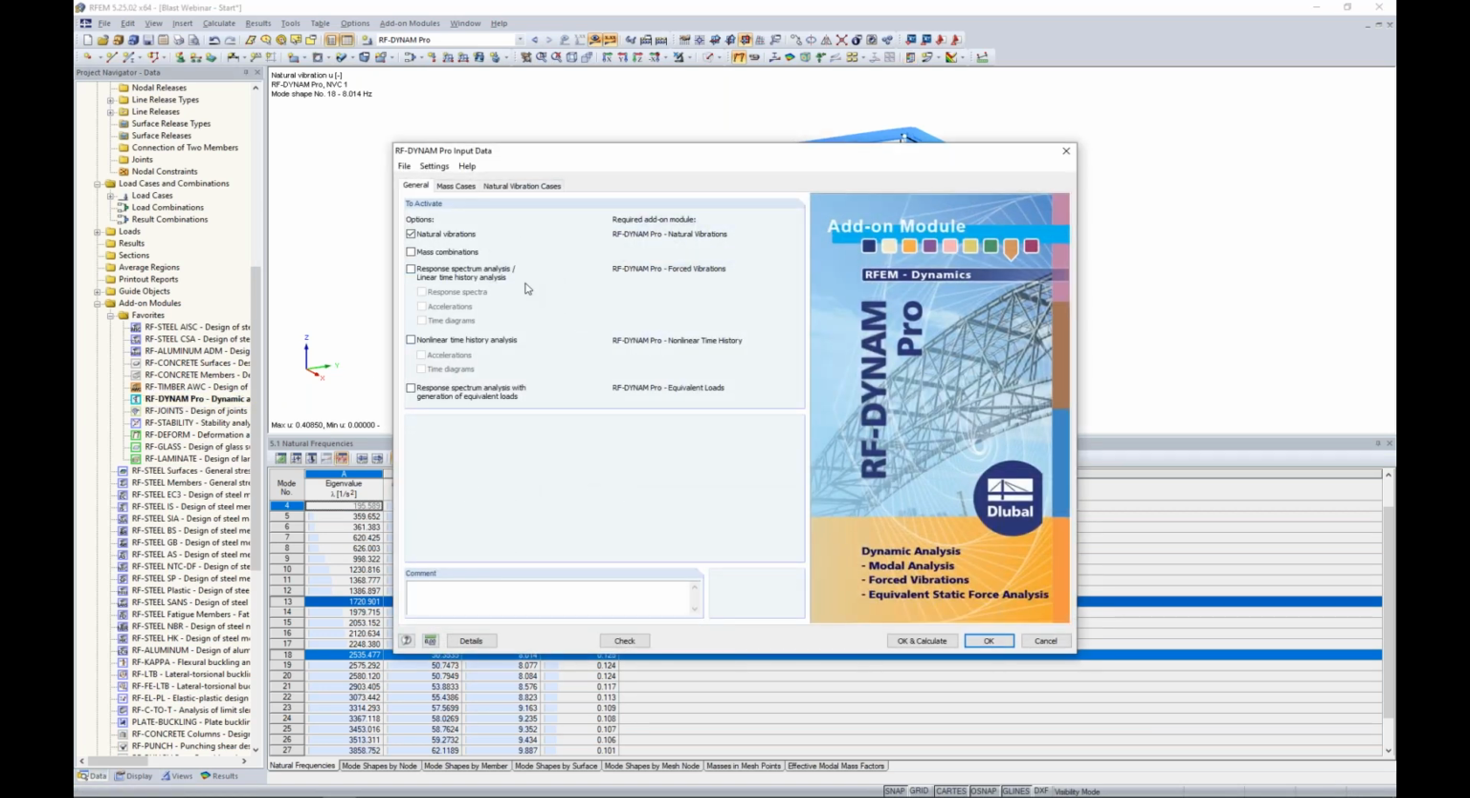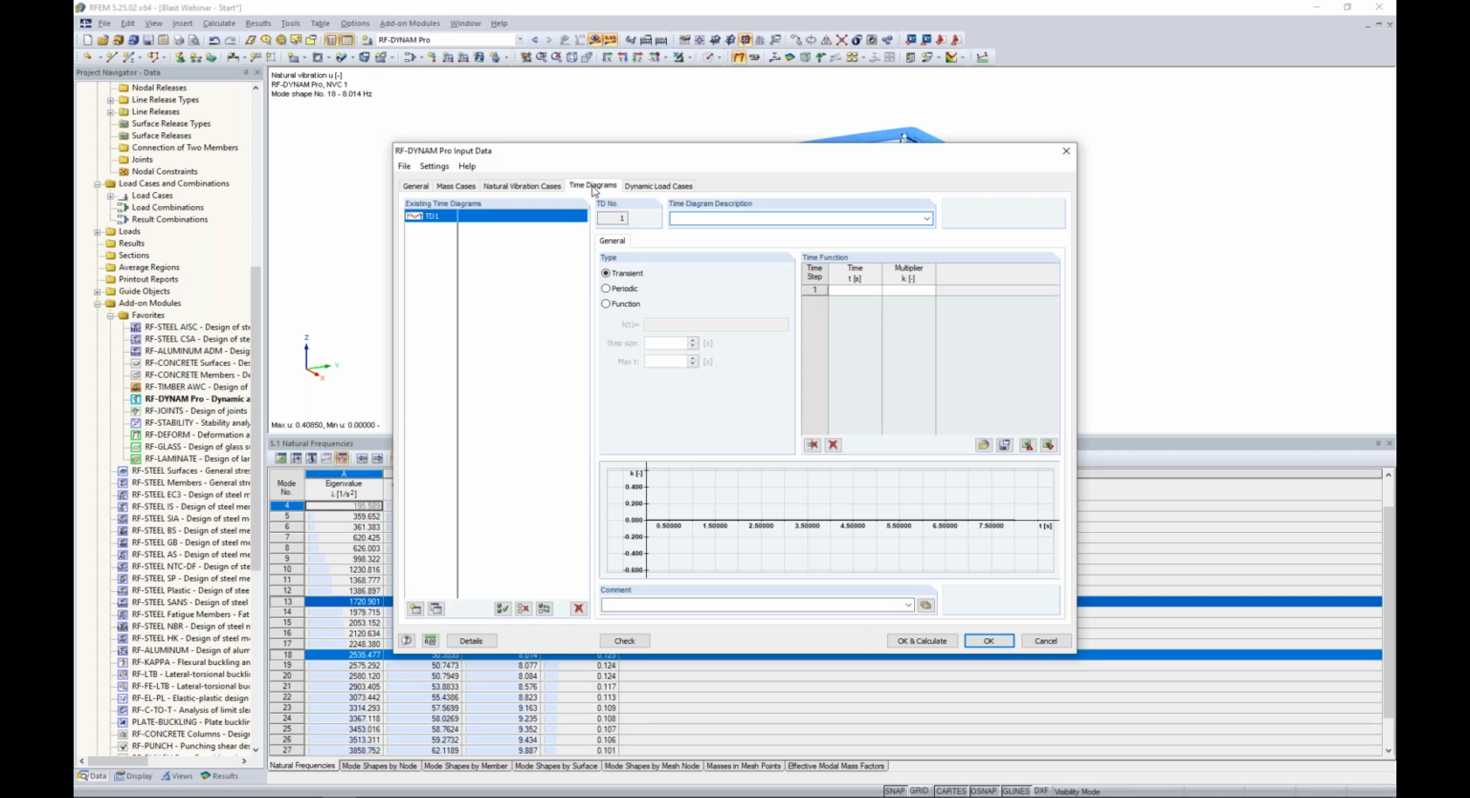And what we can do now is to activate RF-DYNAM Pro force vibrations for time diagrams. And we get two additional tabs up at the top. So everything that we've just input for the natural vibration case, that remains the same. So no changes to be made there. But now we want to move on to our time diagrams tab.